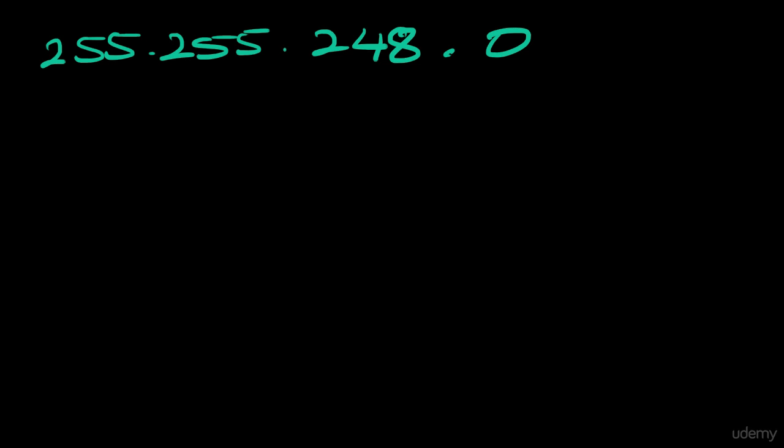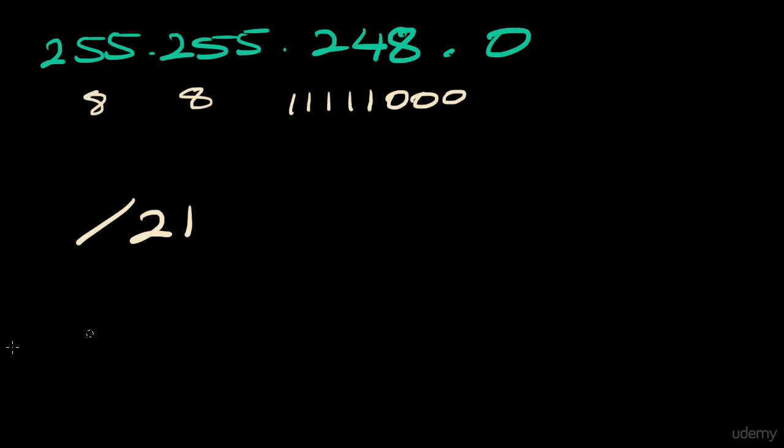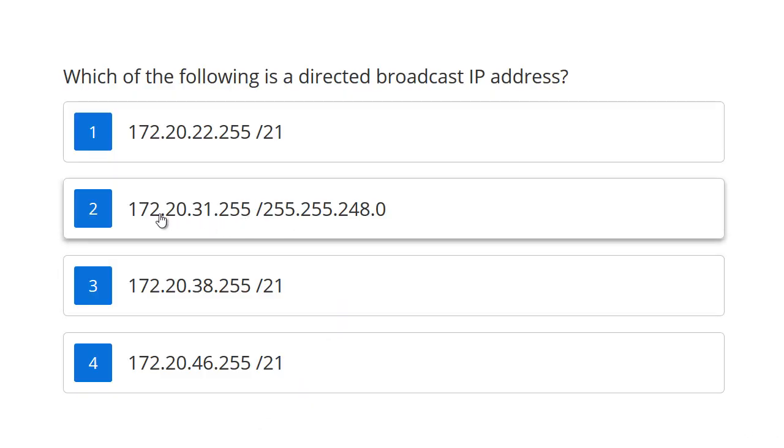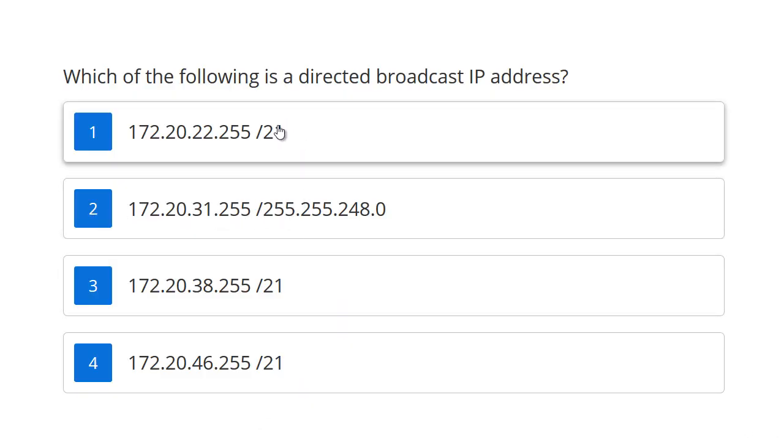The first thing I'd like to look at is what 255.255.248.0 is as a prefix. Well, 255 is 8 ones, 255 is 8 ones, 248 is 5 ones, 1, 2, 3, 4, 5, and 3 zeros. So this is 8 and 8 is 16, 17, 18, 19, 20, 21. This is /21. Therefore, we can think of number 2 here as being /21.